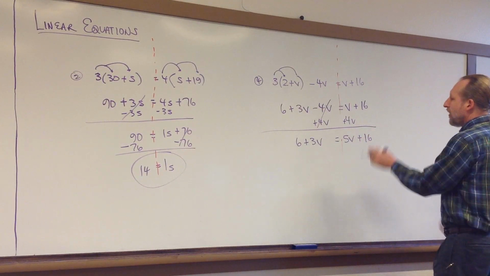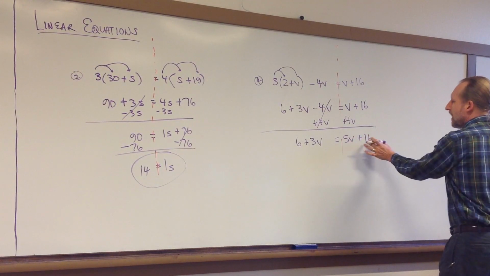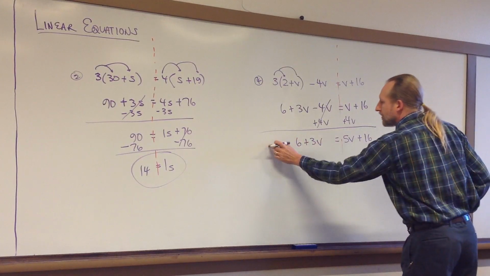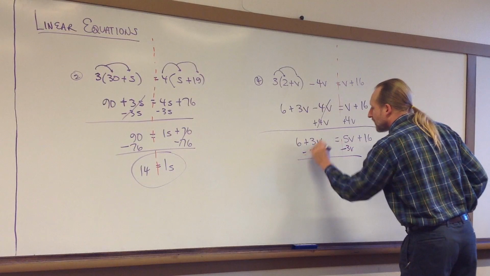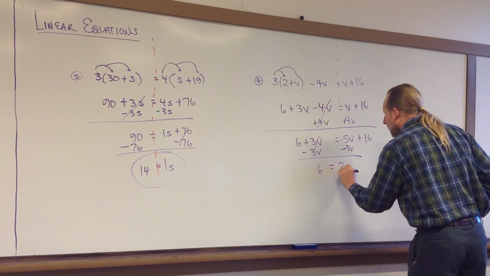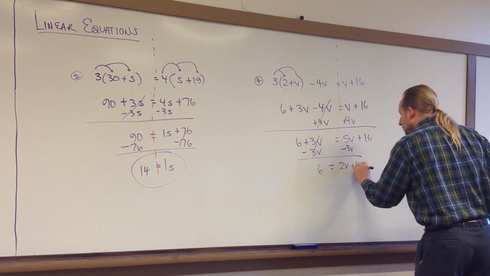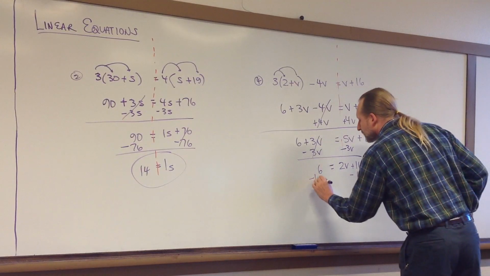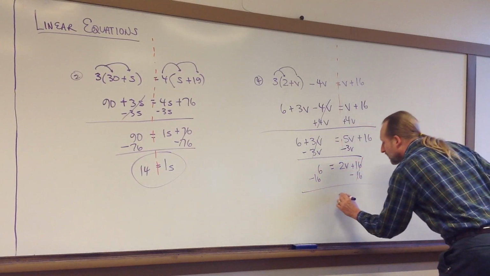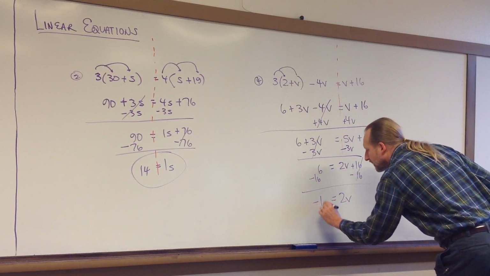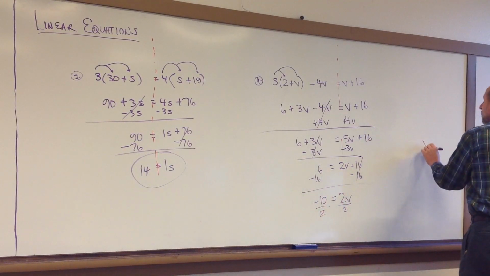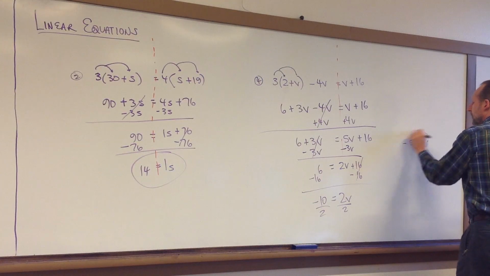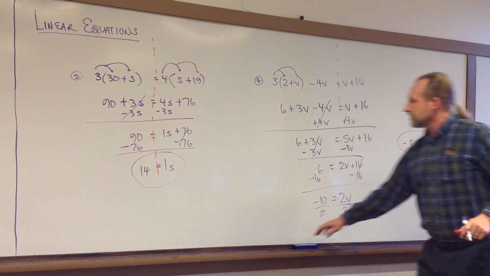Okay, now I'll collect all my variables here and then move that 16 over to this side. So subtract 3v on both sides, and that leaves me with 2v plus 16. And now subtract the 16 on both sides. 2v is negative 10. And then divide by 2 on both sides. So v is negative 5.